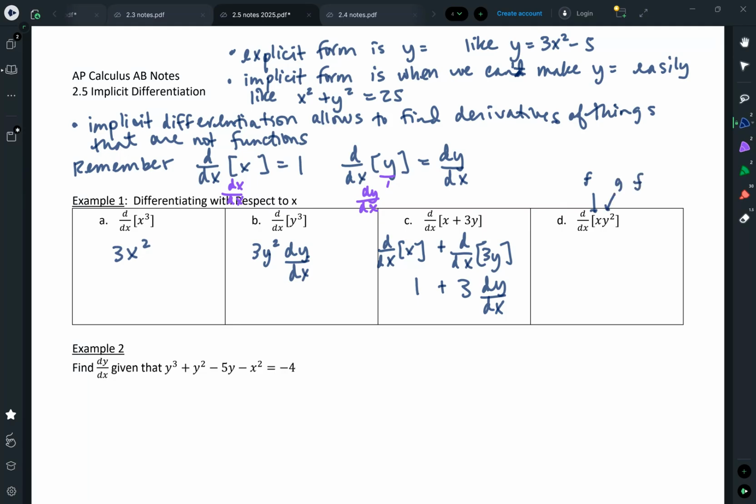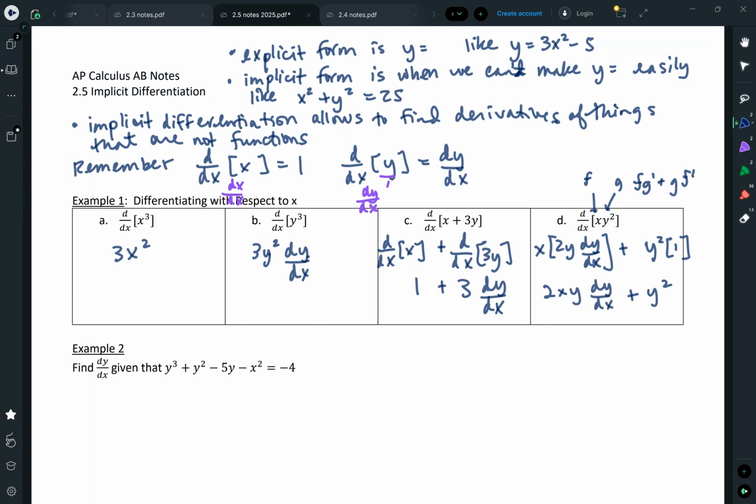I'm going to do fg prime plus gf prime. So fg prime: first I'm going to keep my x and take my derivative of y. Well, that's going to be 2y, but because it's y, I have a dy dx. Plus, then I'm going to keep my y squared times my derivative of x, which is just a 1, and then I'm going to simplify this. So I have 2xy dy dx plus y squared.